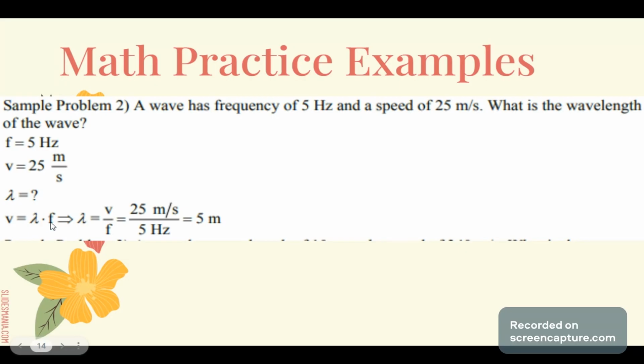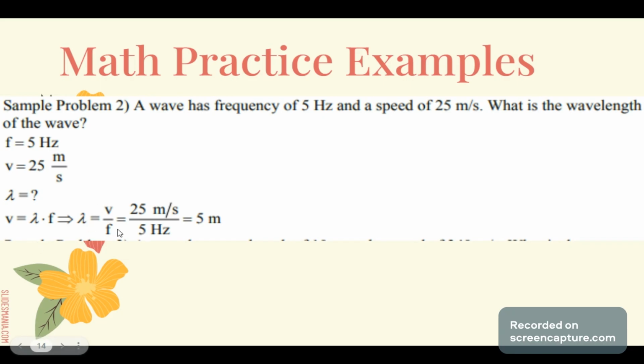Right now, lambda is being multiplied by f. So we're going to undo that and divide both sides by f. So if we divide both sides by f, lambda is now by itself, and the v is divided by f. So we have λ = v/f. And if that looks a little weird to you, that's okay. If we were to multiply both sides by f, we would get back to the original equation.